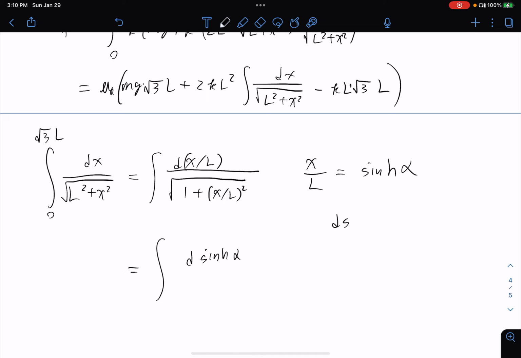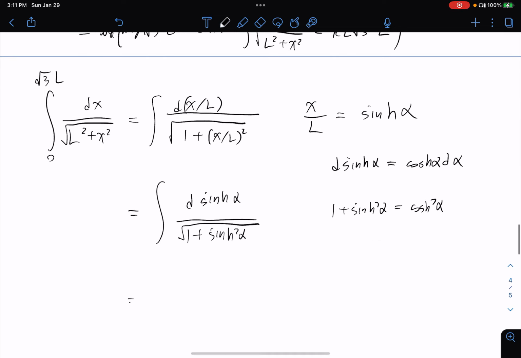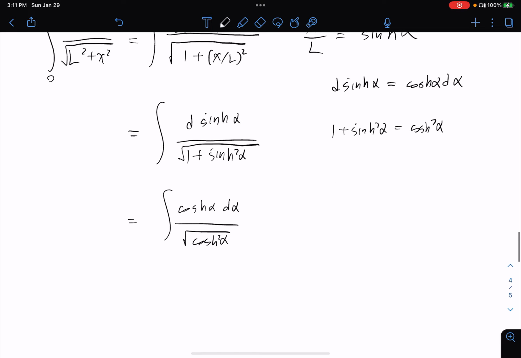which the differentiation of sinh will be cosh, hyperbolic cosine. So we will get, and at the bottom, this will give us 1 plus sinh squared alpha, and this thing will be cosh squared alpha. So I will get cosh over square root of cosh squared, which is going to be cosh. So I just get the integration of alpha.